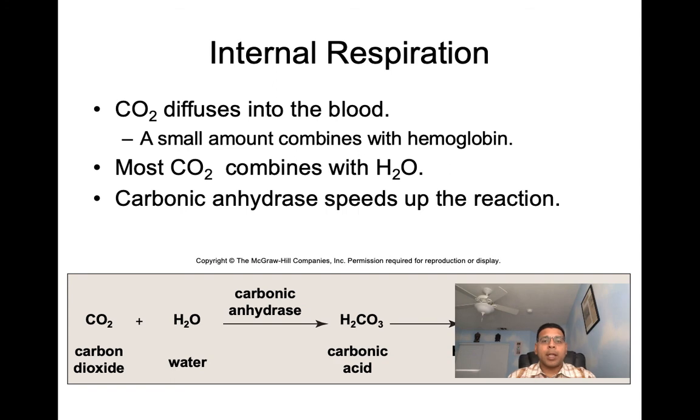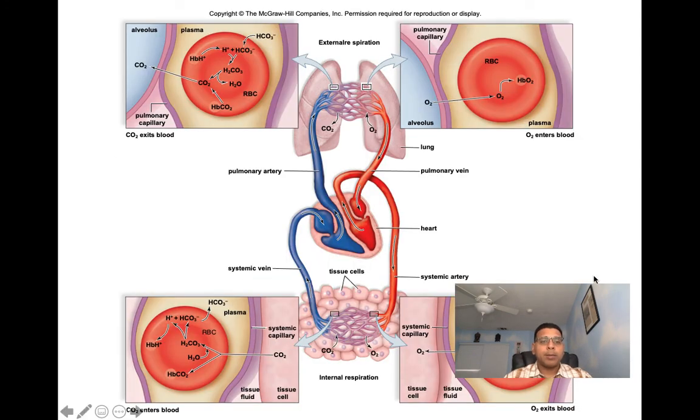So let's check out internal and external respiration. Here we can appreciate external respiration first. Here we can see carbon dioxide making its way from the red blood cells, our blood, out into the alveolus so that it can be expelled into the air, while oxygen is making its way from the air and the alveolus into our blood.